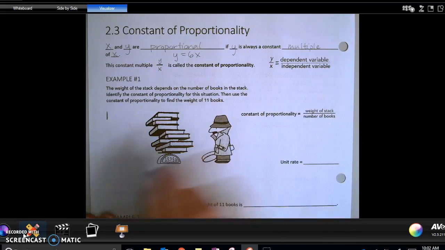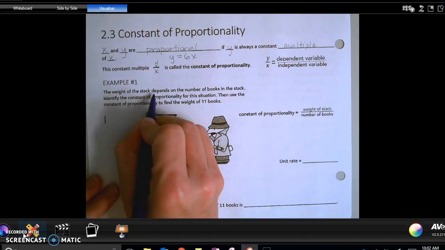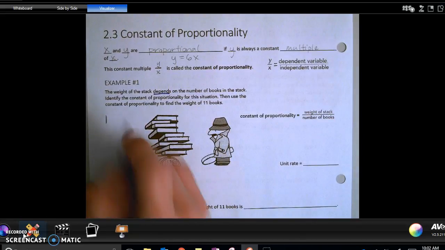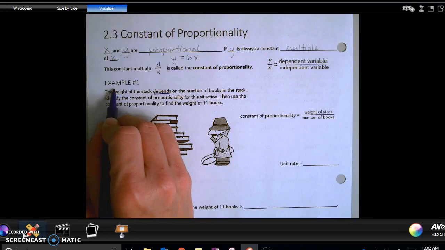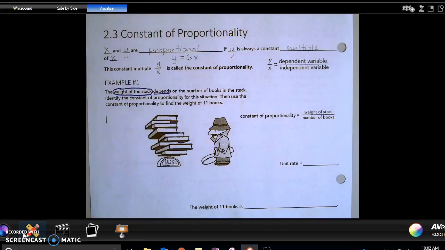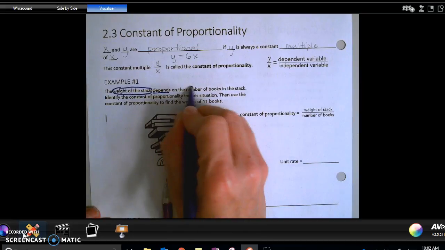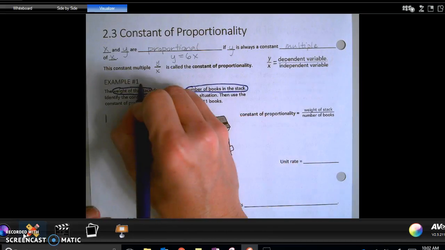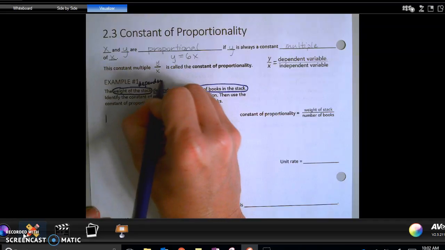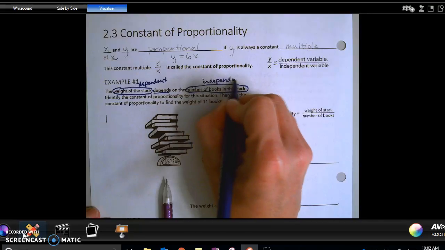Here's what that looks like in a word problem. Let's look at example 1. The weight of the stack depends on the number of books in the stack. So right off the bat, I'm noticing this word depends. This is going to help me see that the weight of the stack must be my dependent variable because it depends on the number of books in the stack. So this will be my dependent variable, and the number of books will be my independent variable.